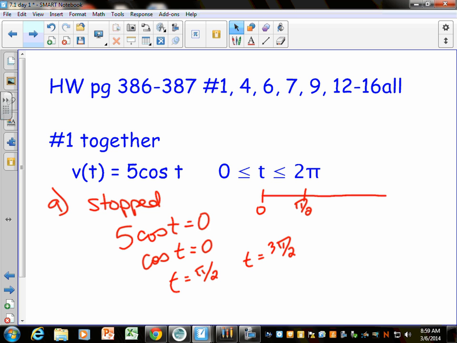So we can say for part A on number 1, it is stopped at t equals pi halves and at 3 pi halves seconds. It's moving to the right where it's positive. And again, it's okay if I go through this, but I'm going to say bracket 0 to pi halves and from 3 pi halves to 2 pi. And it's moving left from pi halves to 3 pi halves.